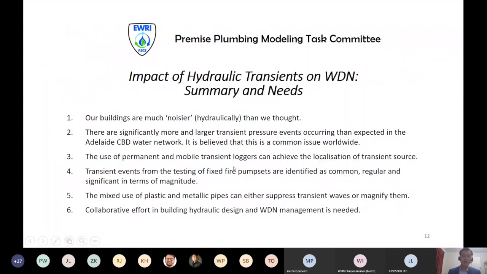So here I summarize the findings and the needs. I'm not going through all of this, but the takeaway message is our water distribution system is actually noisier than you thought. And our buildings are the main contributor to the transient events in water distribution systems. And this has huge implications, on the building side and also on the water distribution side.